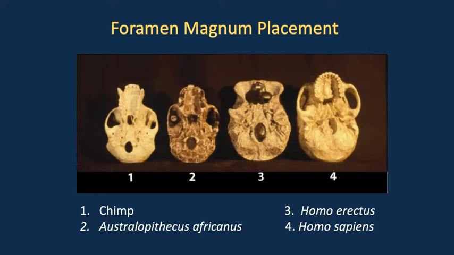So one of the things we can look for if we find a cranium in the fossil record is we can look at the location of this hole on the base of the skull. We can look at, is it closer to the back of the skull like we see in a chimp, or is it closer to the front of the skull like we see in a modern human?